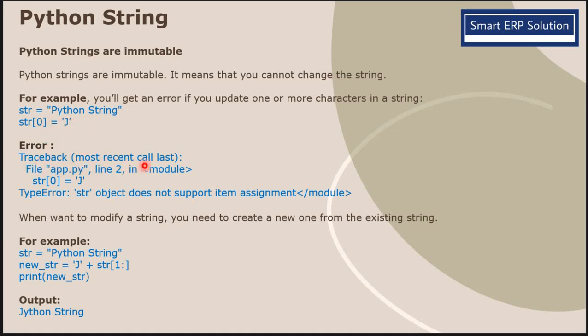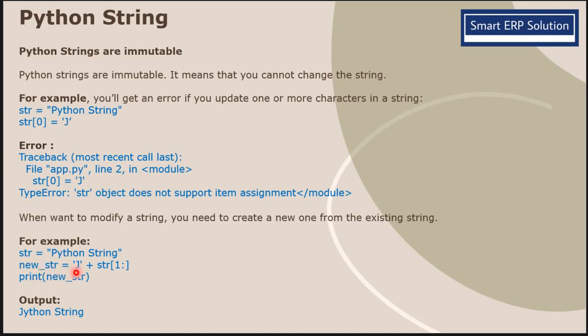Python will give an error if we write this program. Traceback, most recent call last, file name, line number, and TypeError: str object does not support item assignment. This will be the error. When you want to modify a string, you need to create a new one from the existing string like this. str, again we are assigning "Python string" within the double quotes, then we create another new variable to assign the new character.